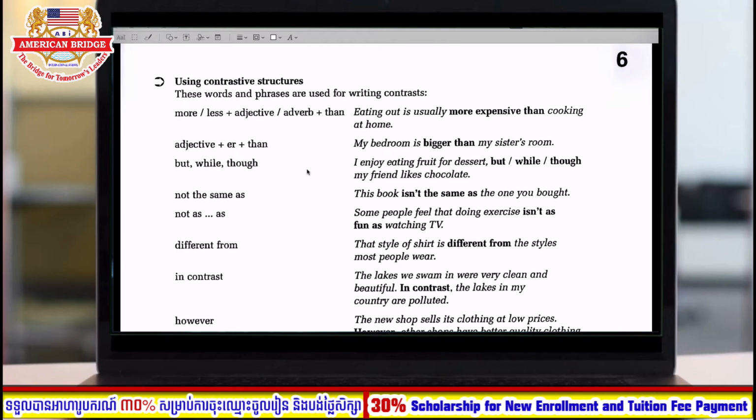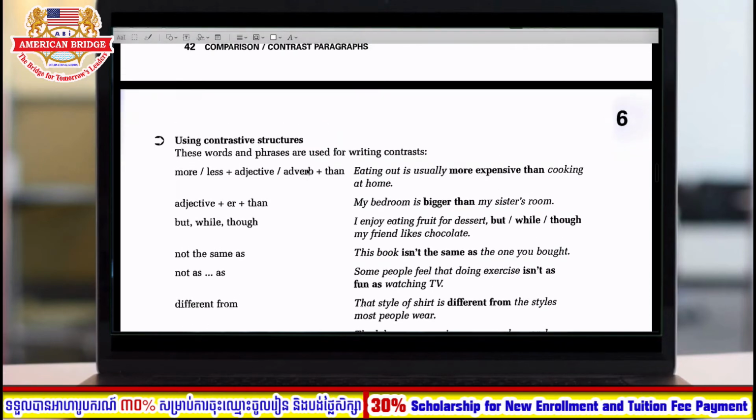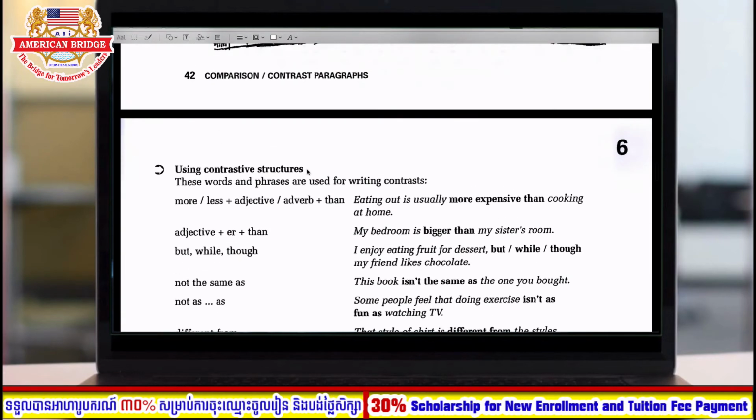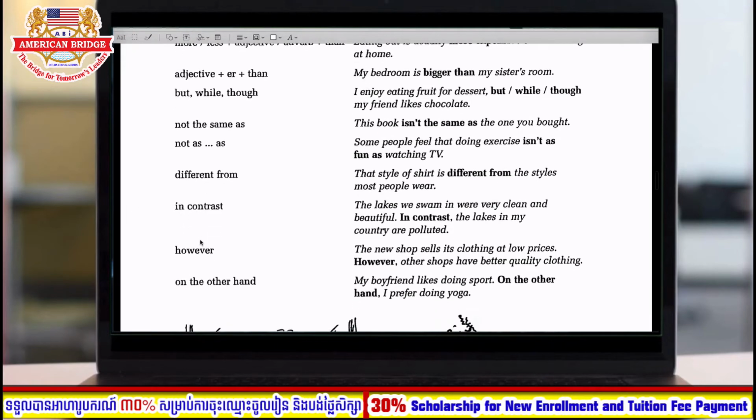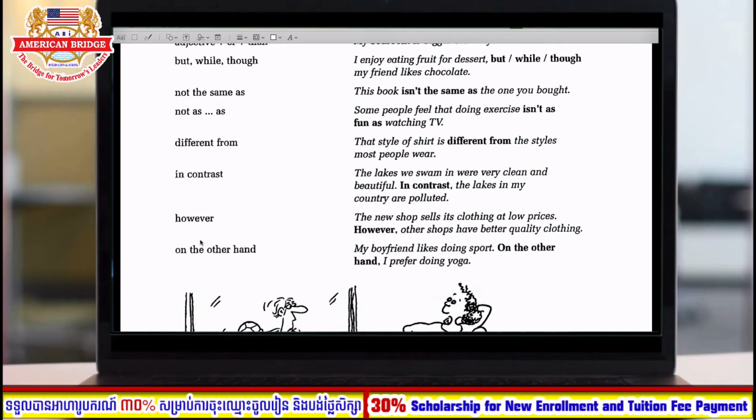So remember, when we talk about the comparative paragraph or comparison paragraph, we use comparative structure. When we write the contrast paragraph, we use the contrastive structure. So as you can see here, these are the contrastive structures. We try to find the difference between one item and the other. Okay, so here, as you can see, different from, in contrast, however, on the other hand, which are the phrases that you use to point out the differences.